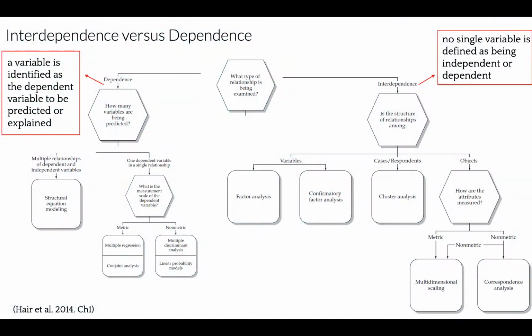Before we start factor analysis, let's review the classification of multivariate techniques. Classification is based on whether the variables can be divided into dependent and independent classification. The dependence techniques are on the left side and interdependence techniques are on the right. A dependence technique may be defined as one in which a variable identifies the dependent variable to be predicted.